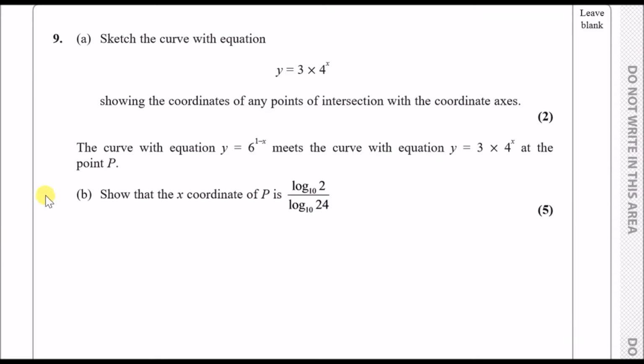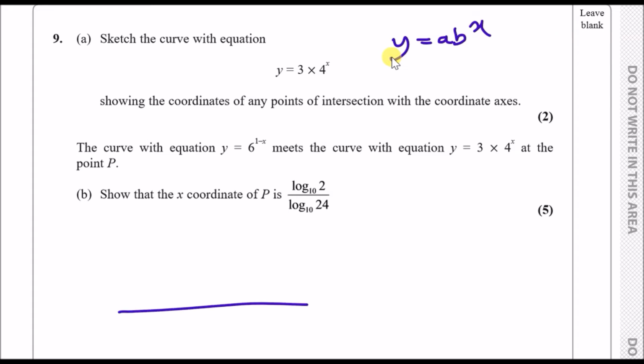Okay, part A. Sketch the curve with equation y equals 3 times 4 to the x, showing the coordinates of any points of intersection with the coordinate axes. Okay, so guys, this is literally your exponential or power graph. Now, exponential power graphs always take this form. It's always y equals a times b to the x, yeah?